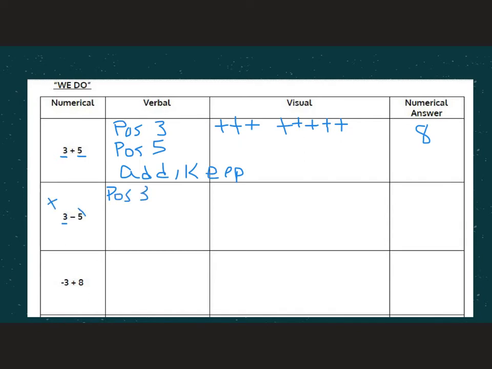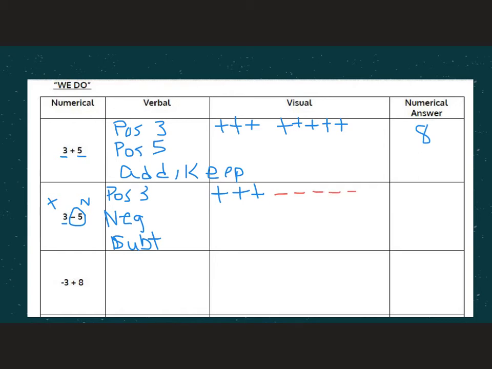When I look at this value right here, that's a negative. Because I have different signs, that tells me because they're different, I am going to subtract these. But let me show you in a visual how that looks. So I have a positive 3, and I have a negative 5.